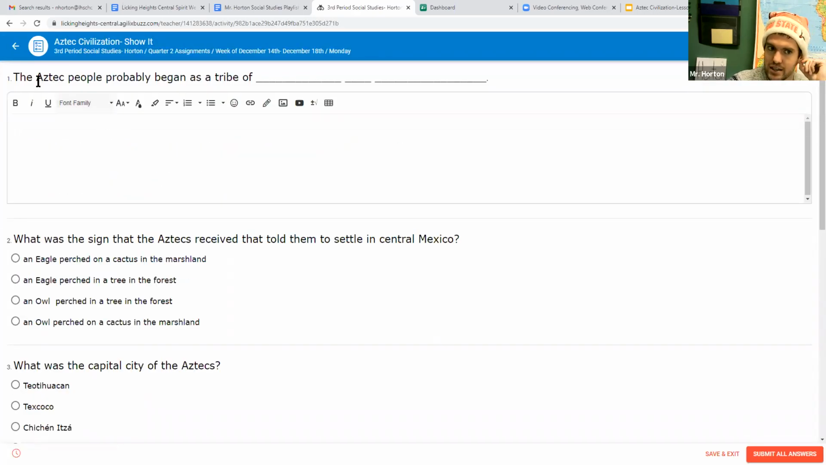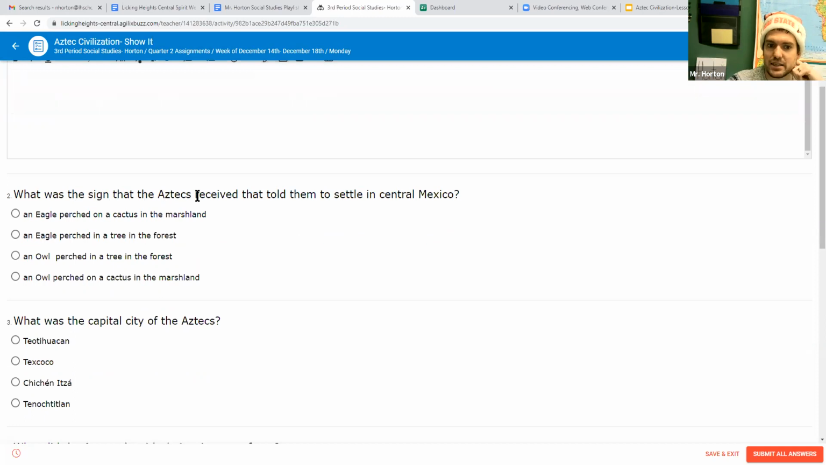So the first one, it's asking us, the Aztec people probably began as a tribe of what? So who did they begin as? What were they classified as? So we'll type in that answer there. Number 2, it says, what was the sign that the Aztecs received that told them to settle in central Mexico? So what was the sign, kind of an old urban tale, that told them to stop and settle in this one location? So we'll talk about that as we go through the lesson.